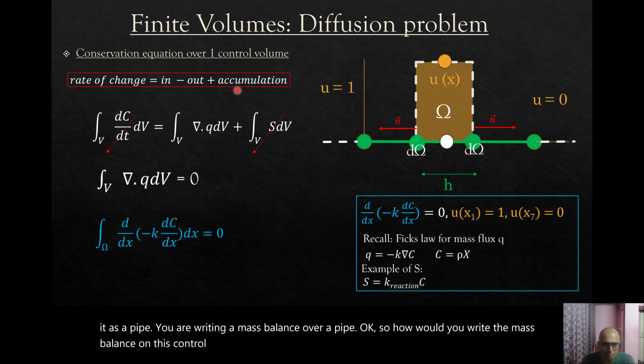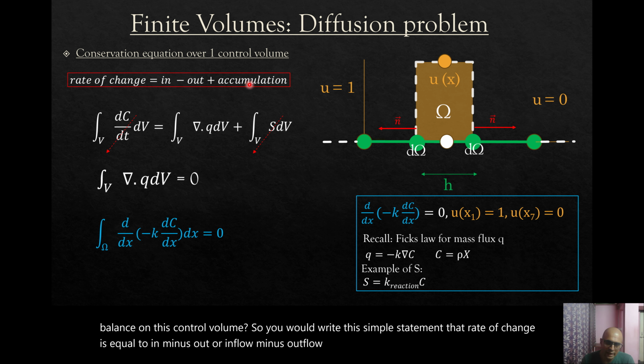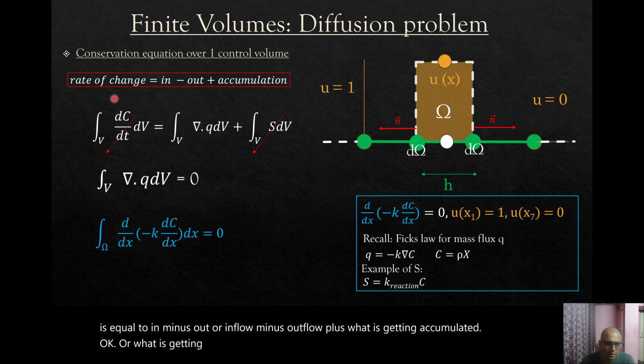So you would write this simple statement that rate of change is equal to in minus out, or inflow minus outflow, plus what is getting accumulated, or what is getting formed. So let's start writing this step by step. The units for each of these terms are going to be kg per second.